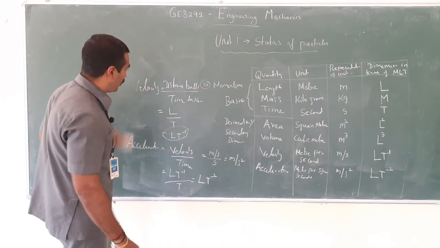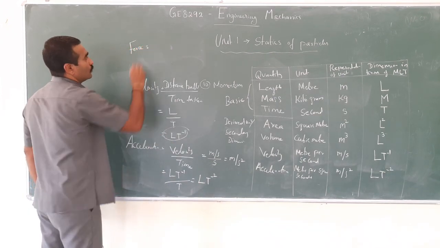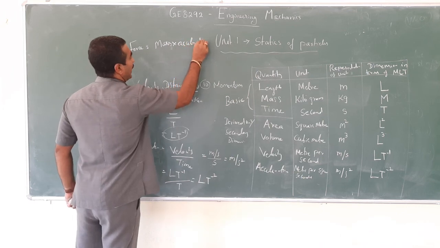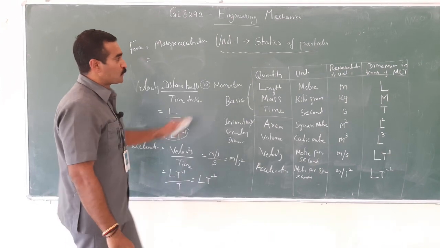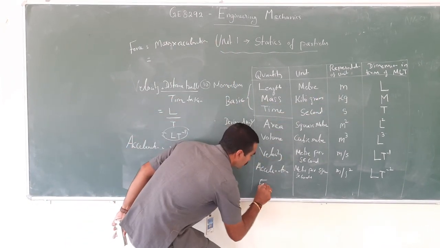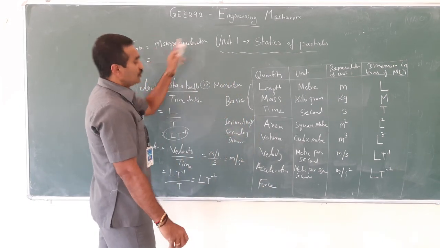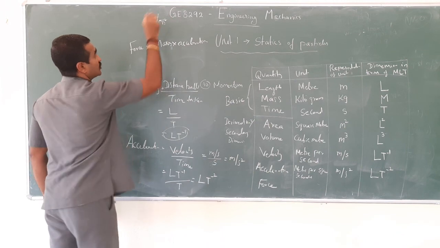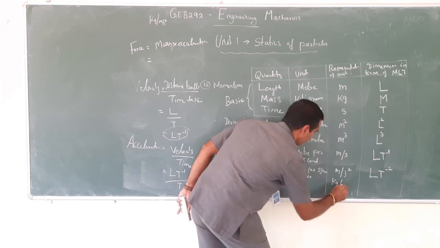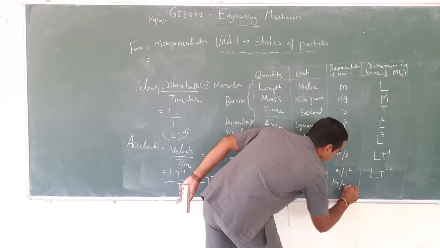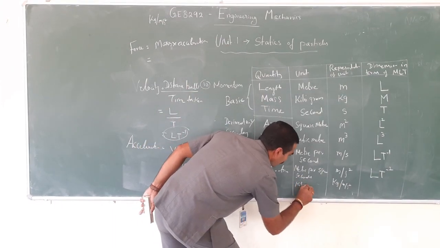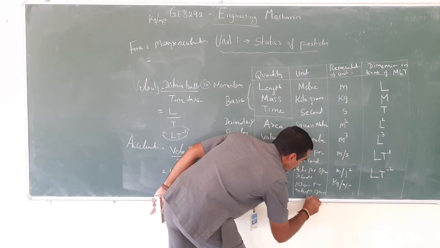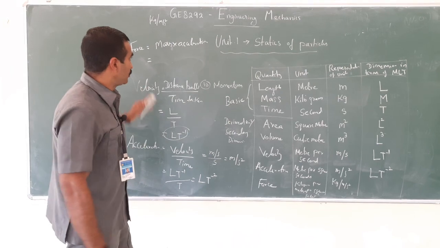I am going to give one more example, that is force. What is the definition? Mass into acceleration, that is m a. How can mass be written? Mass is in terms of kg. So force can be written as mass into acceleration. Mass is kg, and acceleration is meter per second square. So here you can mention kilogram meter per square seconds.